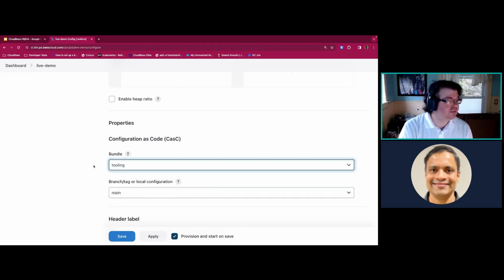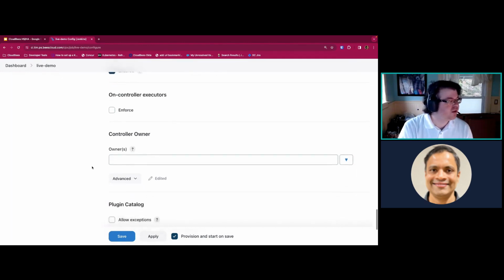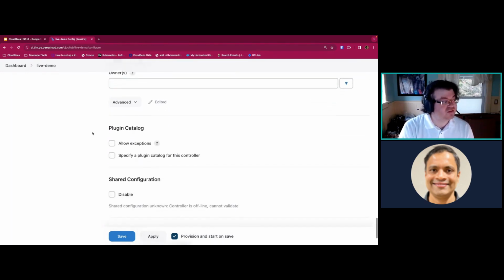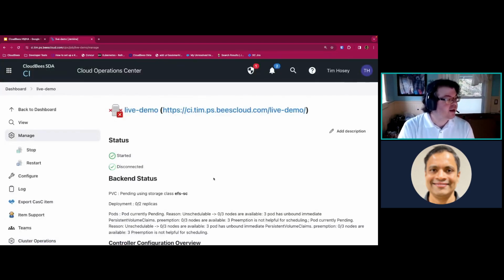I'm going to assign the tooling bundle to it, which will automatically configure a few things, and the rest of this we don't necessarily need to declare for this demo, so we're not going to. Now, we want to make sure provision and start on save is checked, because once we hit save, it will begin to provision those controllers. So we're going to hit save, and we're going to go ahead and jump back.